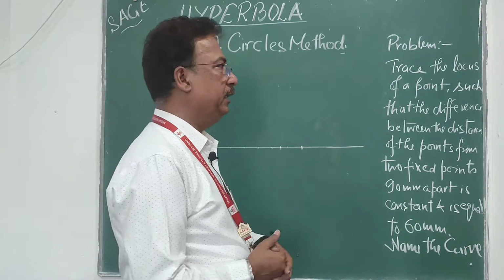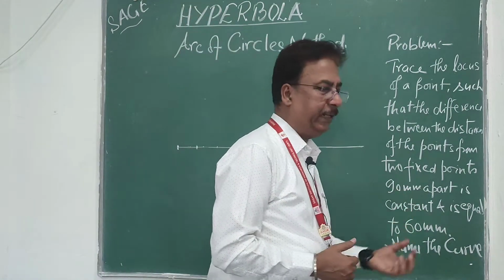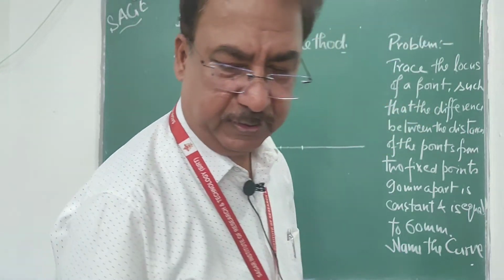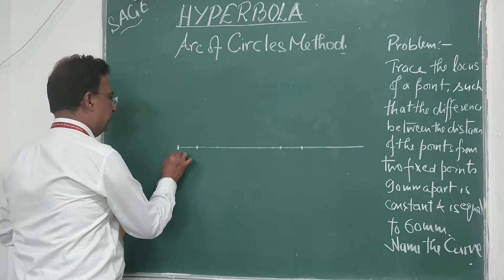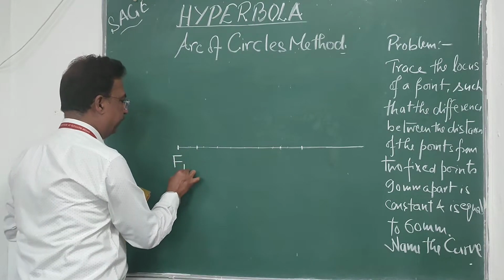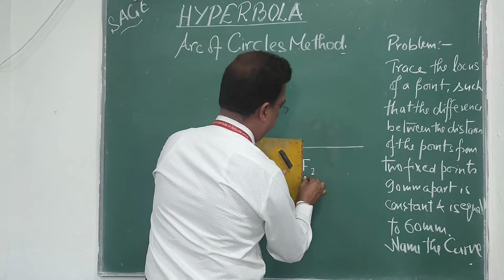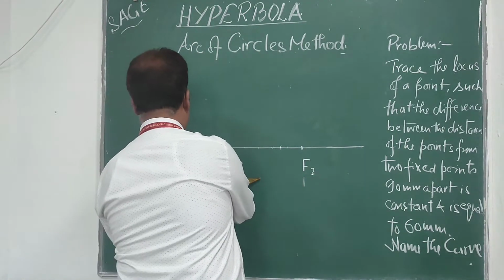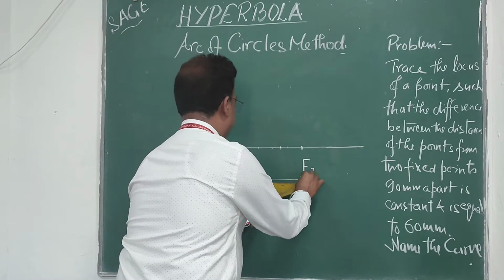If I want to start this problem, then we should begin with these 2 points which are 90 mm apart. So what I have done here, I am starting with 2 points. This will be our F1, that is focus one, and this will be F2. The distance between these 2 points will be 90 mm.